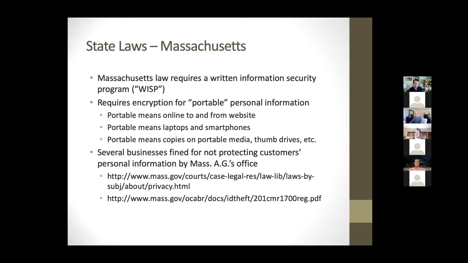It means that it's on portable media. However, if that same data is sitting on a desktop, it doesn't need to be encrypted. The data sitting on Amazon Web Services or some other web host, it does not need to be encrypted. Go figure. But you do have to have a written information security program. Let's go to the next slide.